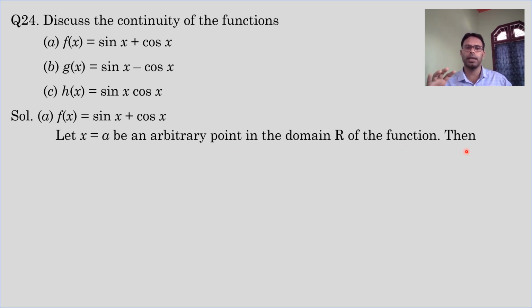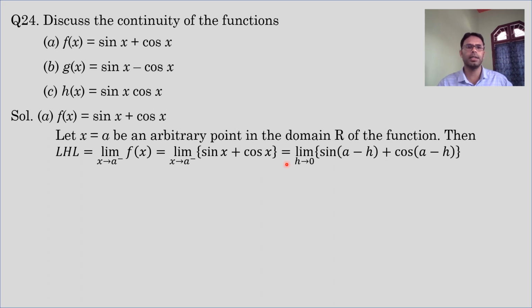Then for that point x is equal to a, you take the left hand limit, you take the right hand limit, and you also take the function value. And if all these three values are equal, then we can say that the function is continuous. So we write this: left hand limit is equal to limit x tends to a minus f(x), which is the same function sin x plus cos x.